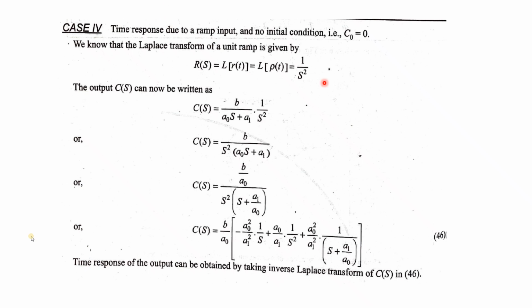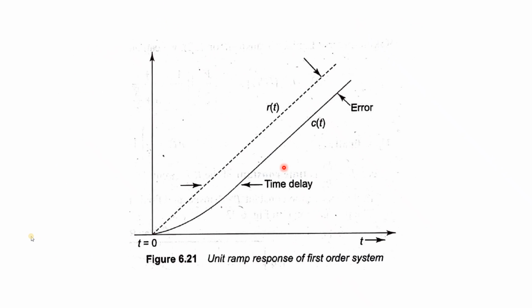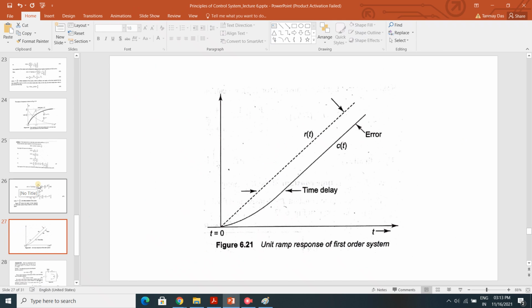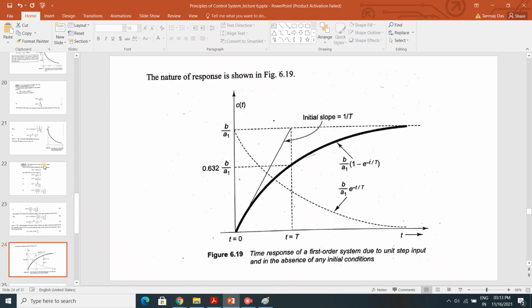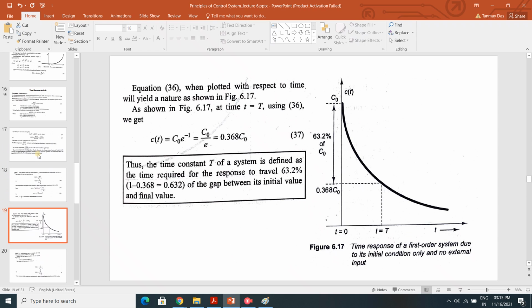And last one, if it is a ramp signal, then it will be 1 by s square. Then accordingly, you will get a response like this. There is some numerical, so I will discuss it in the next class, otherwise it will be more saturated for you.